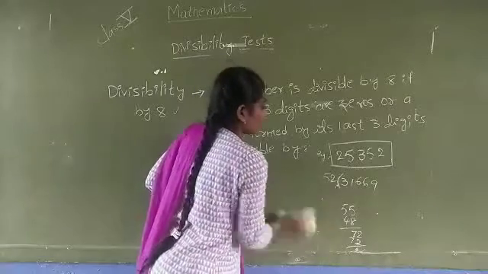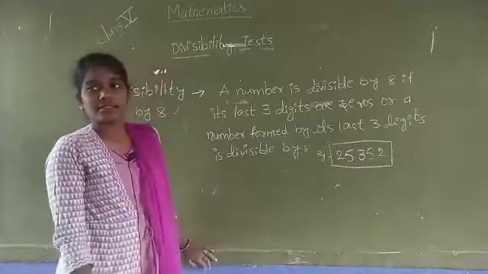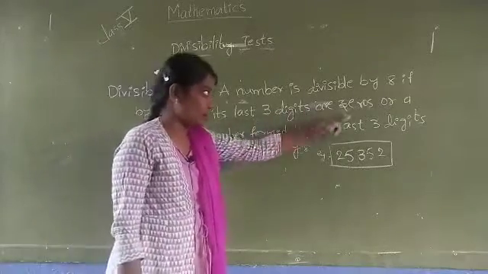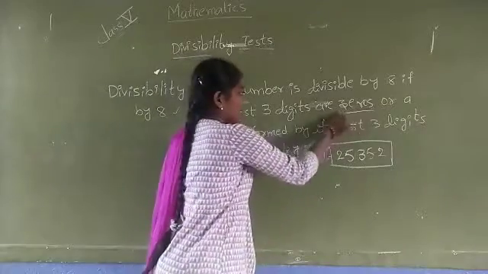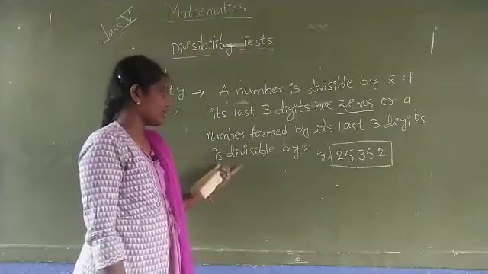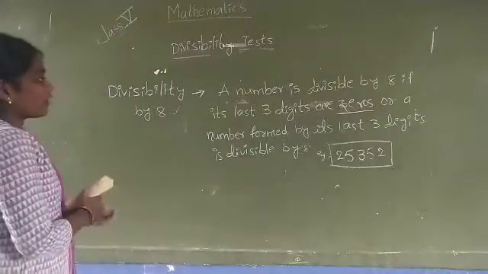So the divisibility test of 8 is, a number is divisible by 8 if its last 3 digits are zeros, or a number formed by its last 3 digits is divisible by 8. This is the divisibility test of 8.